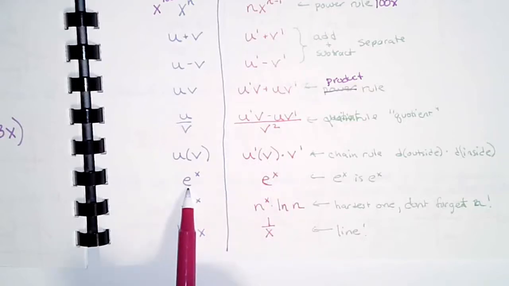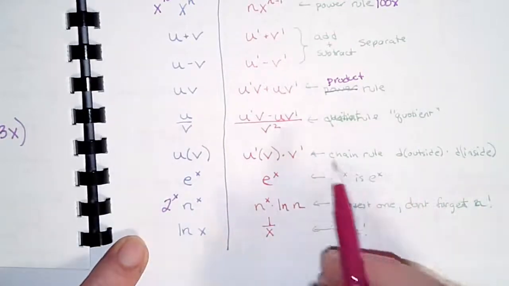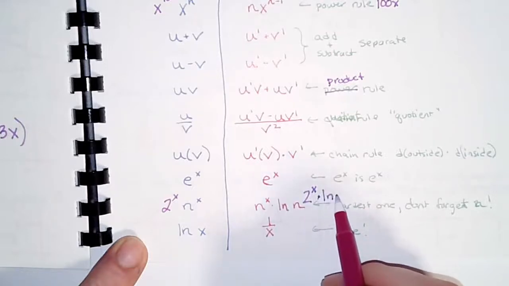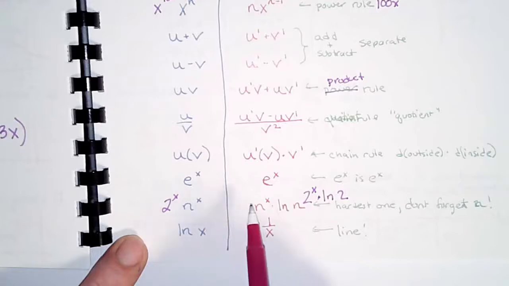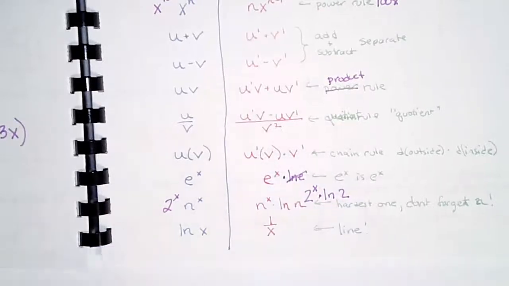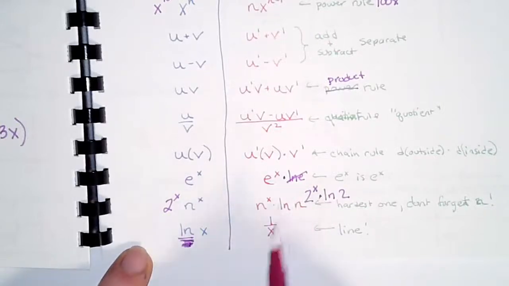This is the one no one remembers. Derivative of 2 to the x is the same as itself times the ln of 2. All exponentials have themselves as a derivative times the ln of their base. The reason there's nothing up here is because the ln of e is 1, and that's why it's gone right there. And the derivative of ln of x is going to be 1 over x, as we have right there. So I'm going to turn the page.